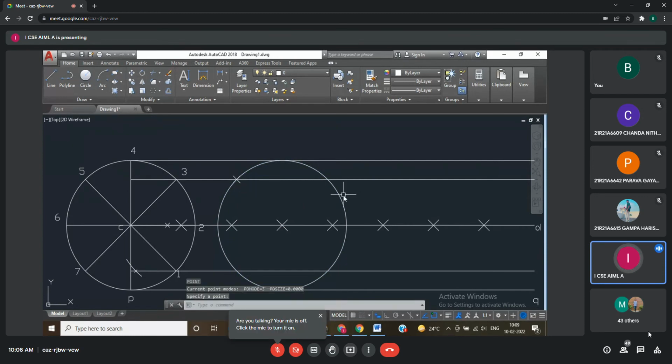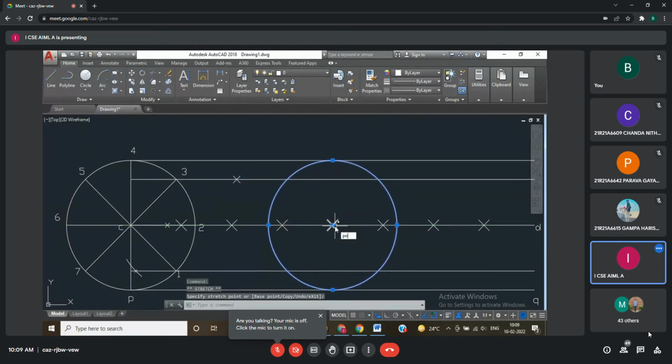Next, same circle, diameter is not changed. I will shift this center to C4. I will get the point somewhere here. Next, same circle, I will shift.